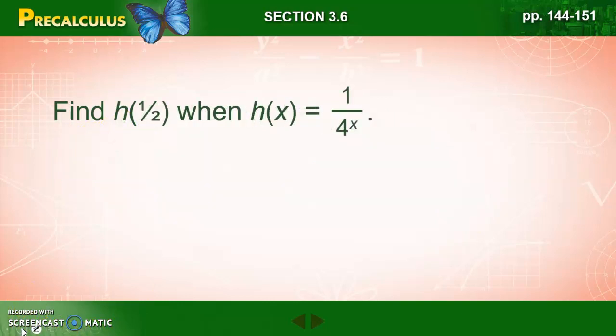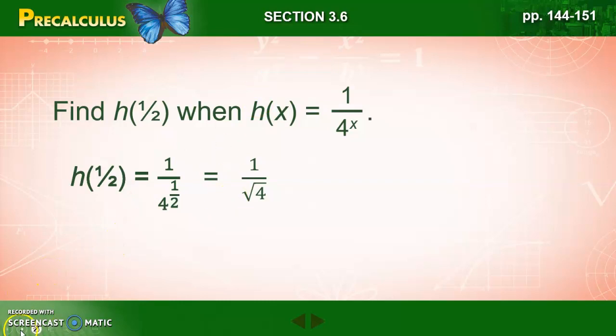Find h of 1/2 when h of x equals 1 over 4 to the x. Go ahead and pause the video, plug that in, and see what you get. Right, when we plug that in, we get 1 over 4 to the 1/2, which we can rewrite as 1 over square root of 4. We don't want any square roots on the bottom, so we are going to rationalize our denominator here.